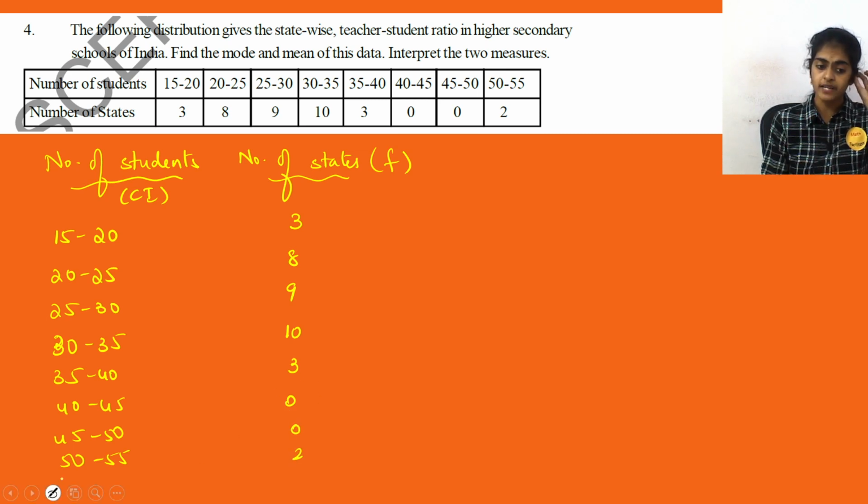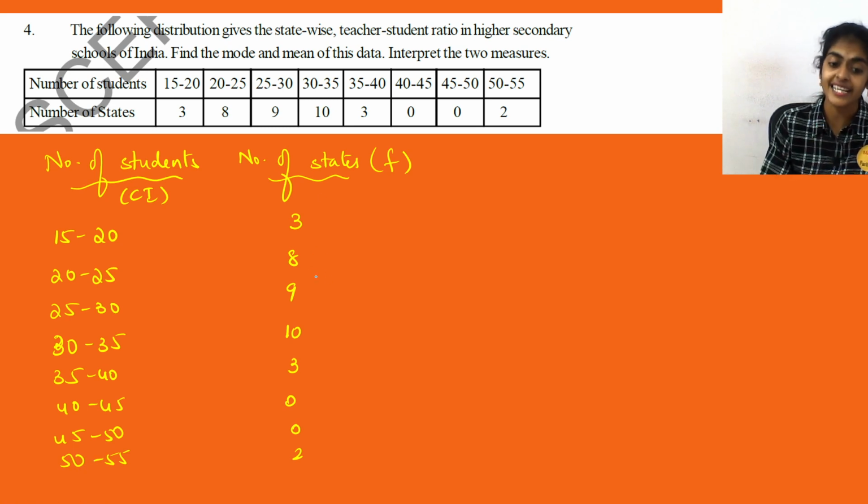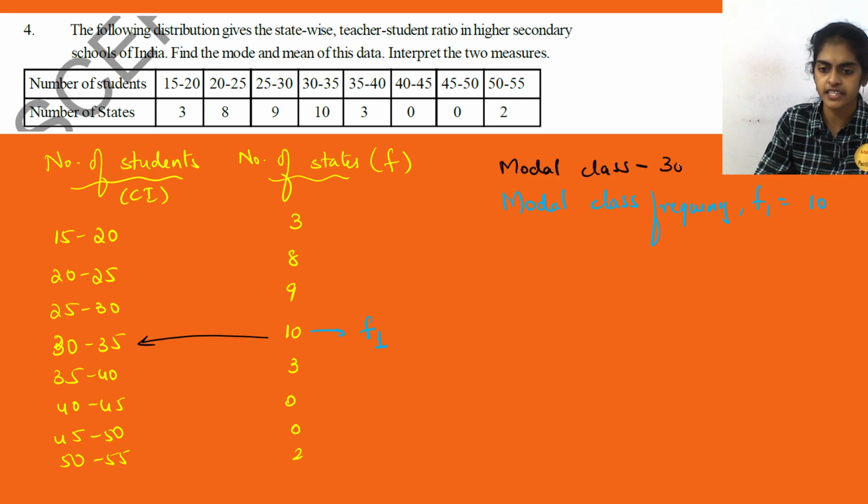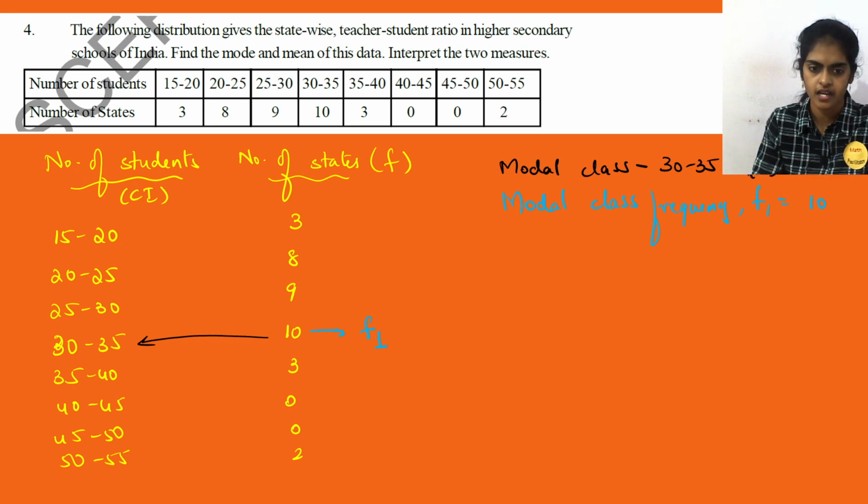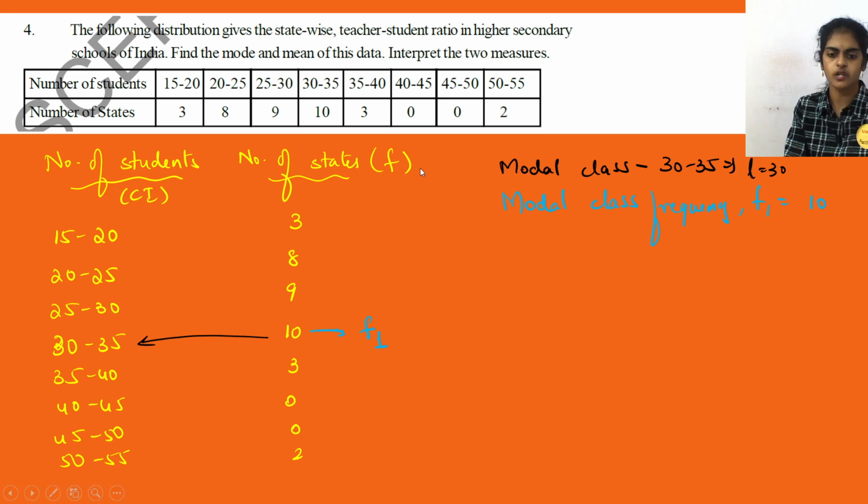Now to find mode, we have already discussed. Firstly, you will find the highest frequency. Out of all the given frequencies, this is the highest frequency. So I'm writing it as F1. So the modal class frequency, nothing but the highest frequency, is F1. It is nothing but 10. The class corresponding to this frequency is called the modal class. So the modal class is 30 to 35, and from this the lower limit is 30. So till here it was clear. So L is 30.